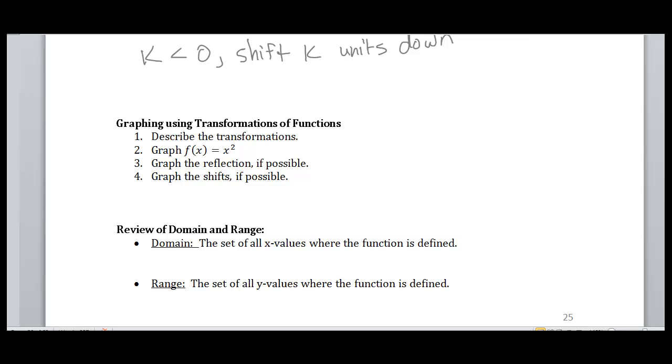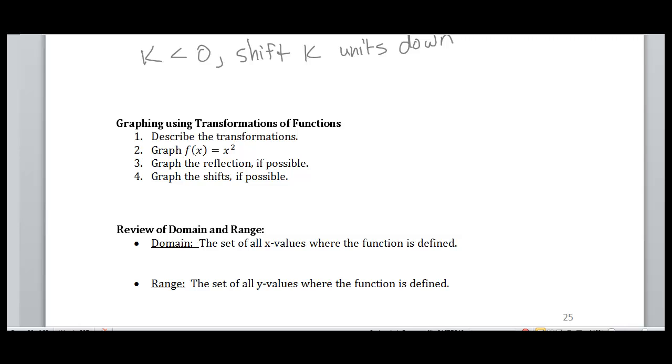Then what I want you to do is go to your graph and graph the function f(x) = x². Once you graph that, apply the reflection first to f(x) = x² if possible. So if a is less than 0, you're going to do that. Otherwise, go to step 4, which is to graph your shifts: do your horizontal shifts, and then do your vertical shifts, and you will be able to graph your function. Once we graph our function, it'll be a lot easier for us to determine our domain and range.